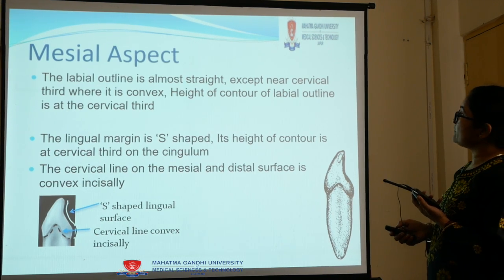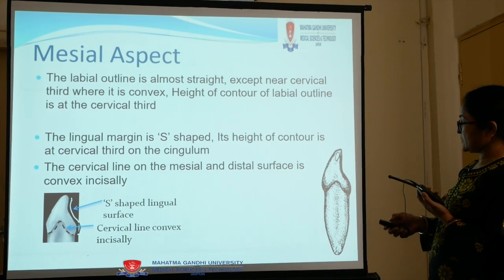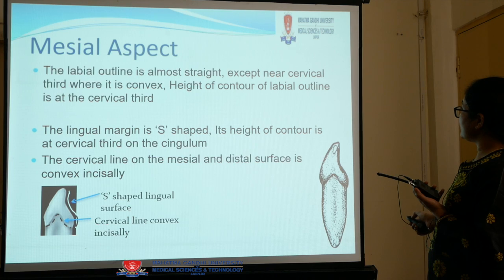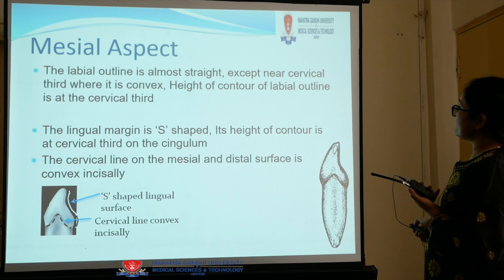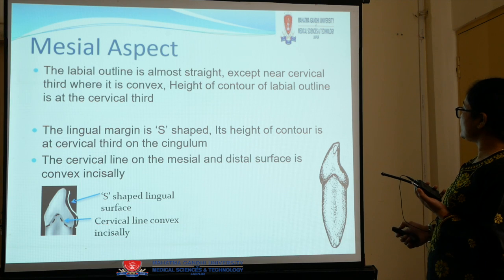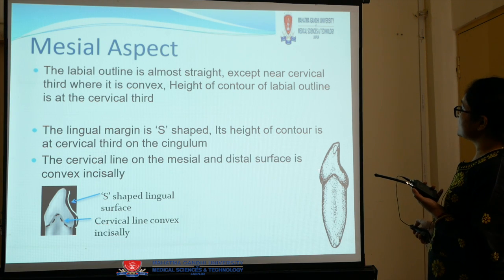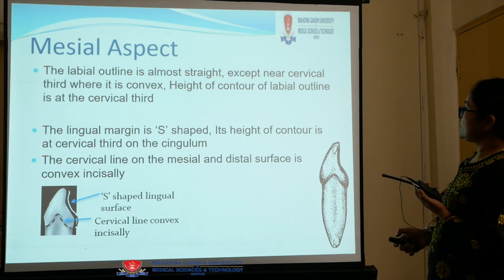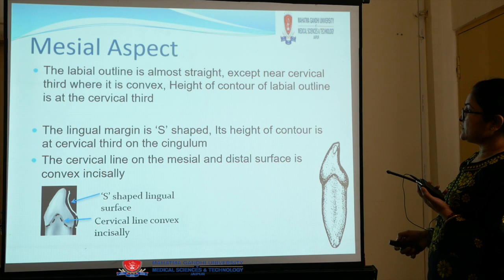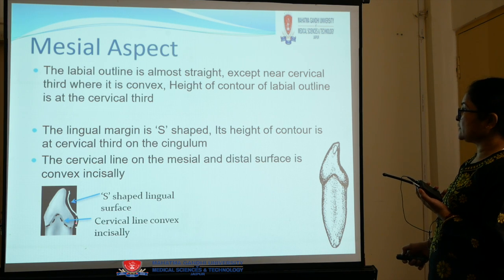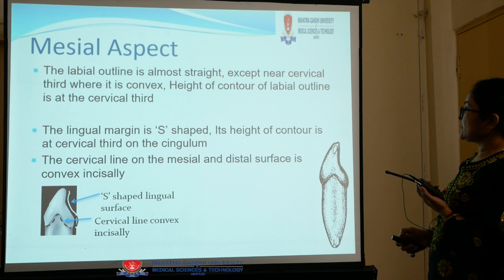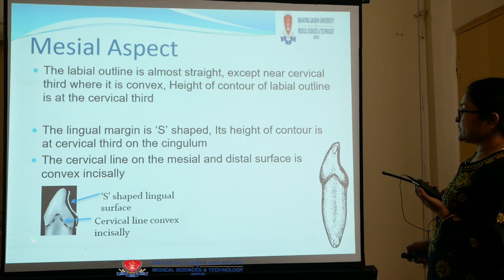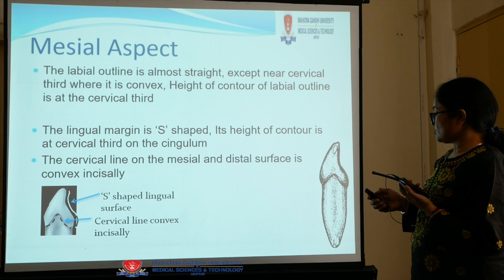Mesial aspect. The labial outline is almost straight. You can see in this diagram the labial outline is comparatively flat except in the cervical third where it is slightly convex. The height of contour of this margin is present at the cervical third. The lingual margin is S-shaped, and the height of contour of the lingual margin is again present in the cervical third where the cingulum is present. The cervical line on the mesial and distal surfaces both have a convexity that is directed toward the incisal. So this is the incisally directed convexity.